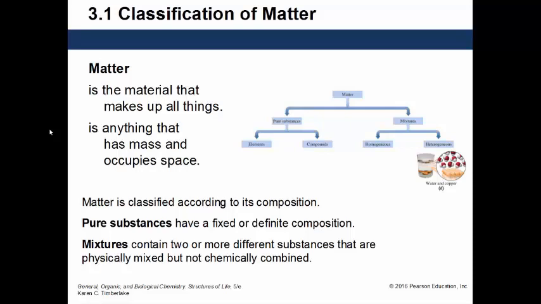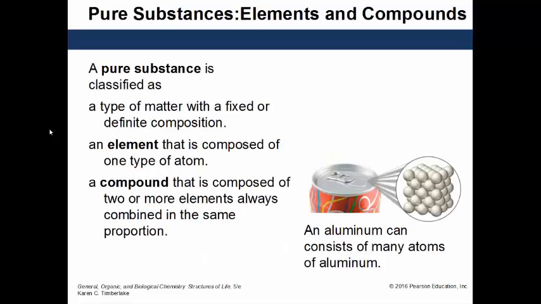A pure substance is something that has a very definite composition or a fixed composition. There's also a mixture, where you have two or more different substances that are physically mixed but are not chemically combined. And we'll talk more about that in a second. Okay, we'll talk about a pure substance first. It's classified as a type of matter that has a very definite or a fixed composition. An element is a very good example of that.